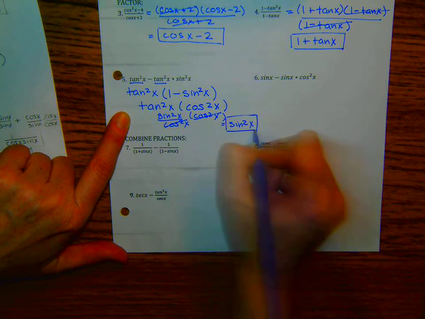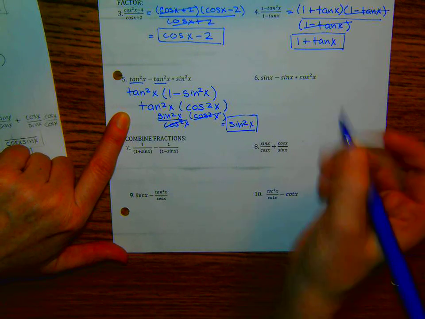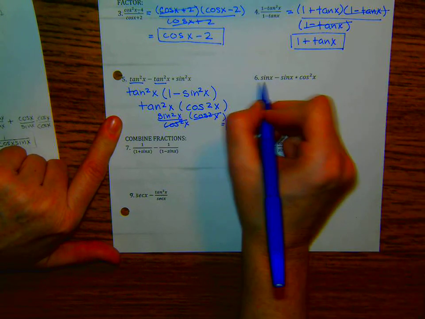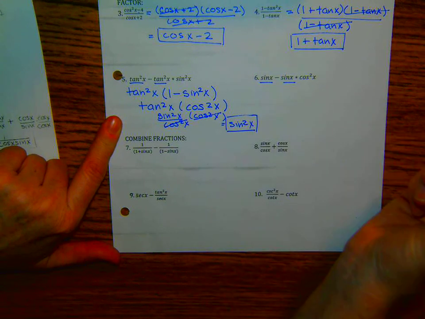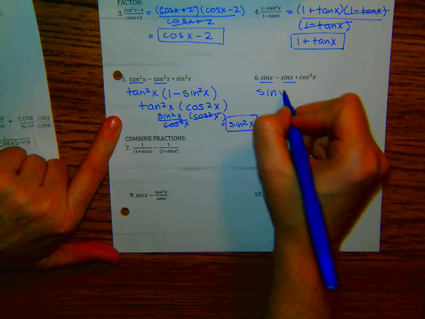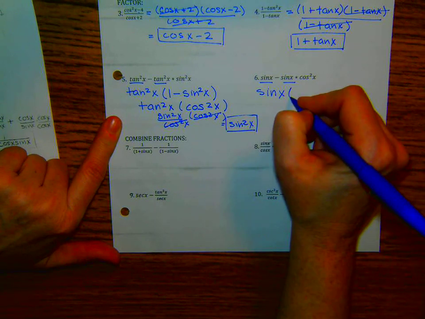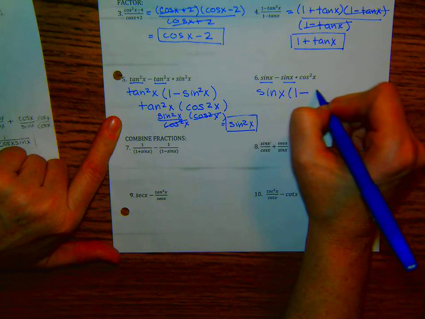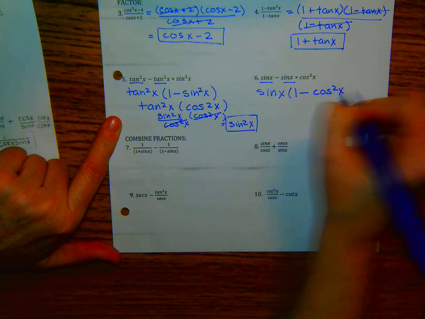And I have simplified as far as I can go. All right, let's do it again. So number 6, what can I pull out of both terms? A sine of x. So I factor out, divide out a sine of x out of both terms. When I divide it out of this term, I'm left with a 1 minus the cosine squared of x.